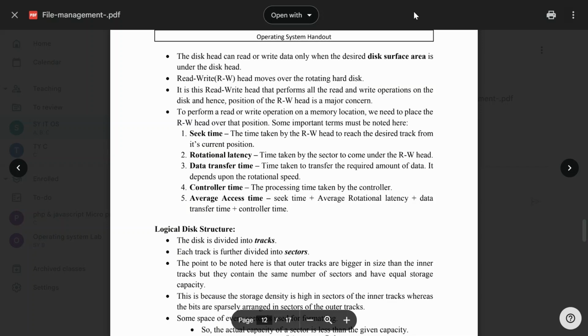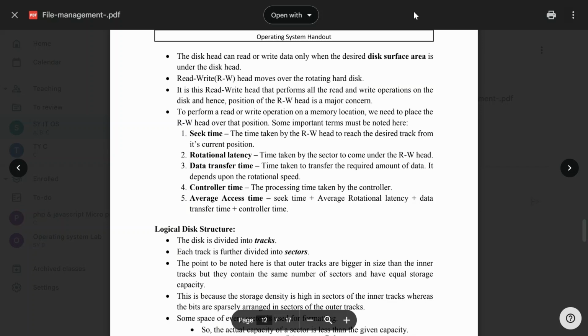To perform a read or write operation on a memory location, we need to place the read write head over that position. Some important terms must be noted here. The first term is seek time: the time taken by the RW head, that is the read write head, to reach the desired track from its current position is the seek time.